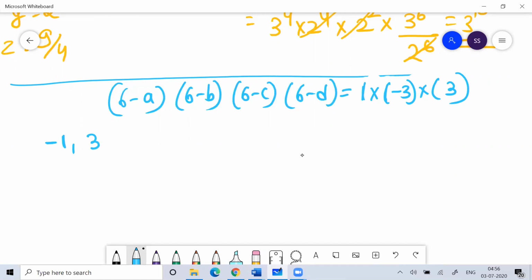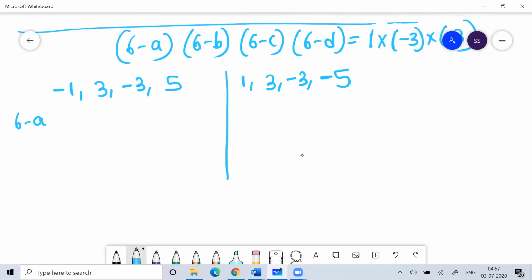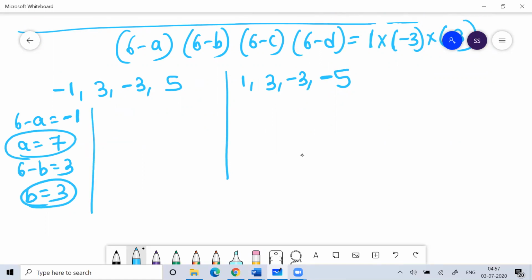Either this is like this, 1 3 is positive, so this can be one case, or your case can be -5. Are you getting me? Because you have to see where you're getting the smallest value. If I write 6 minus a equal to -1, then a equals 7, and 6 minus b is equal to 3, then b is equal to 3. Similarly, if 6 minus c is equal to -3, then c is equal to 9. And if 6 minus d is equal to 5, then d is equal to 1.